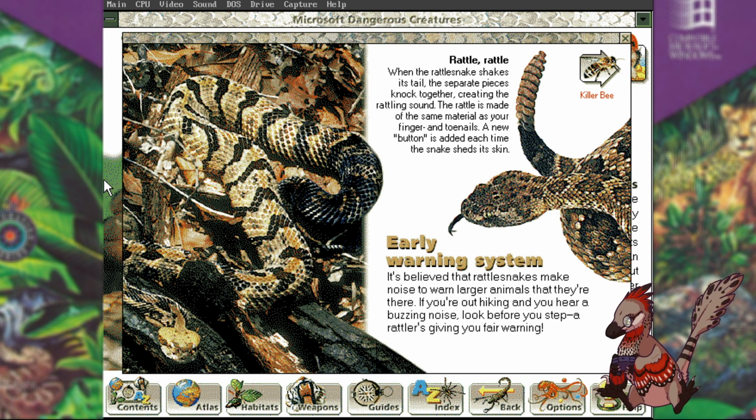Early warning system. It's believed that rattlesnakes make noise to warn larger animals that they're there. If you're out hiking and you hear a buzzing noise, look before you step. A rattler's giving you a fair warning.